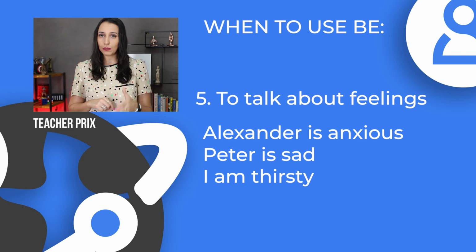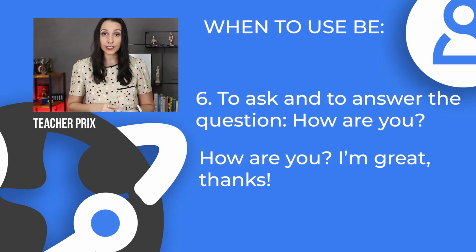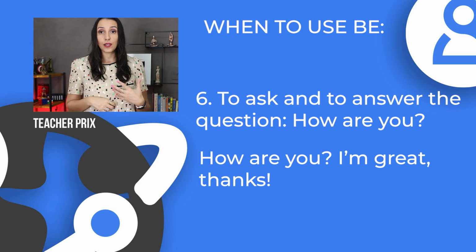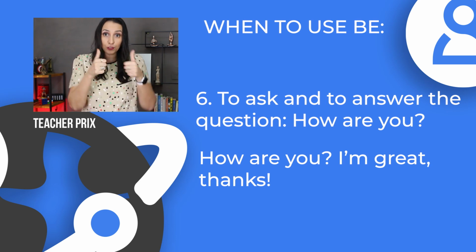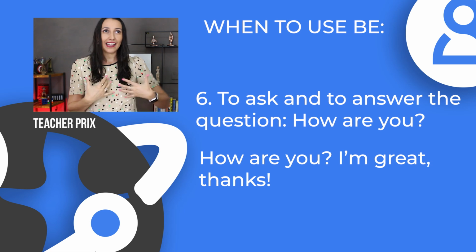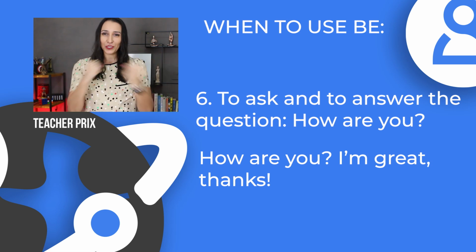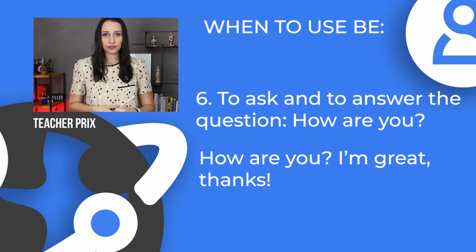Verb to be will be used to ask and to answer the question, how are you? How are you? Okay, how are you? Basically, in this question, I want to know if you are okay, if you are good. I'm great. I am pretty good. I'm fine. I'm okay. So how are you? Are you okay? So I can use verb to be to ask this question or to answer this question.